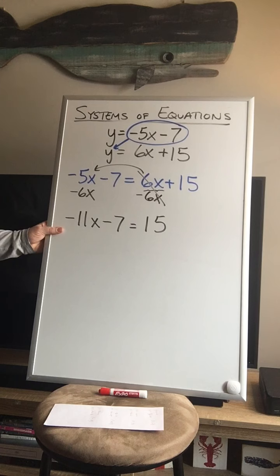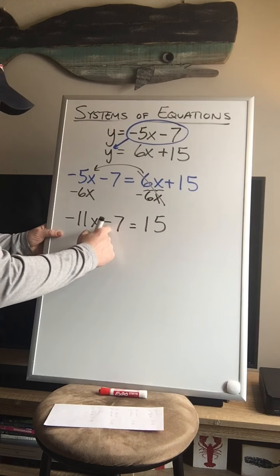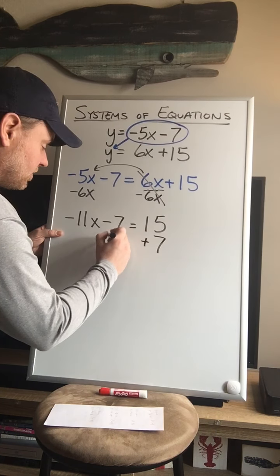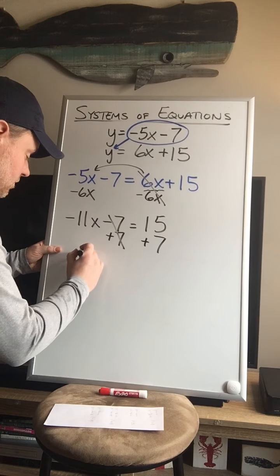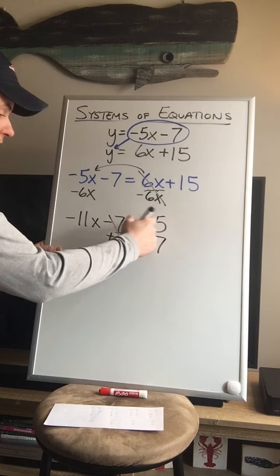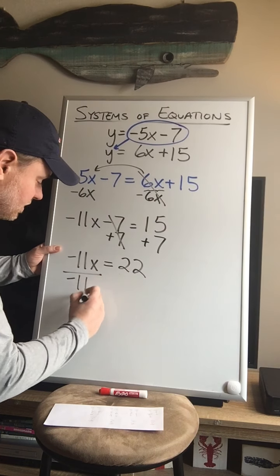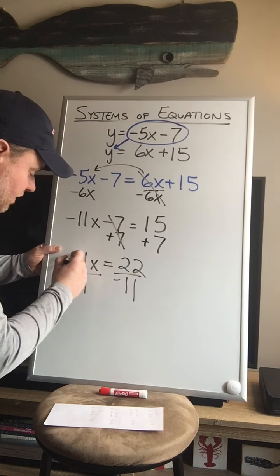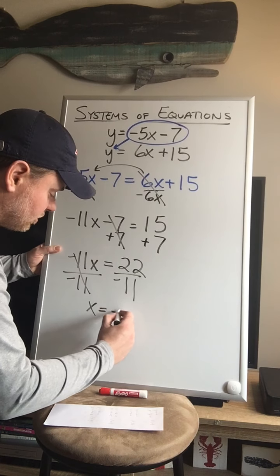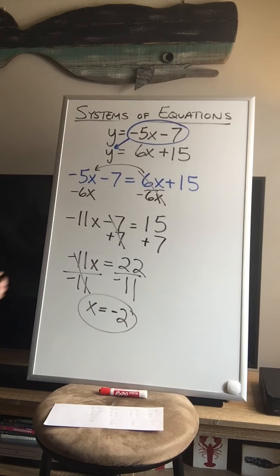Right? And now I finish up. Inverse operations. Instead of minus 7, I plus 7. So 15 plus 7 is 22. And then divide by negative 11 because it's multiplication, so the opposite is to divide. And it looks like x comes out to be negative 2. So that is my x value, negative 2.